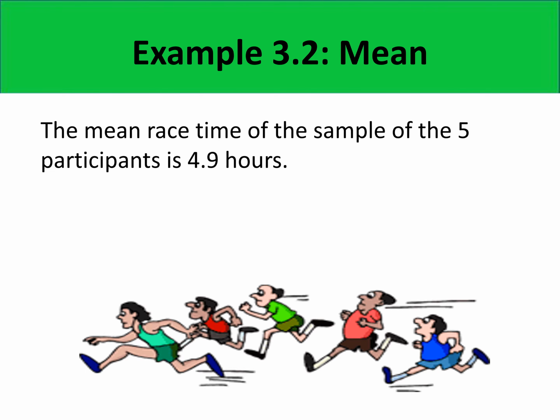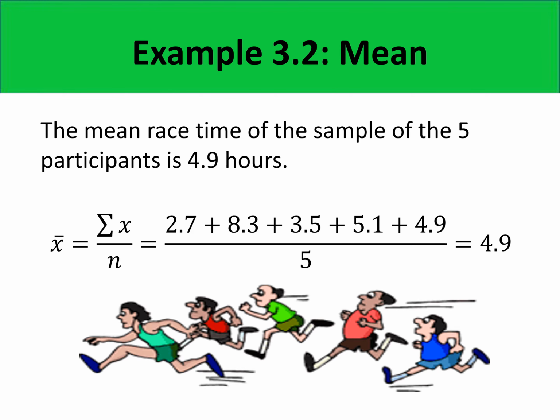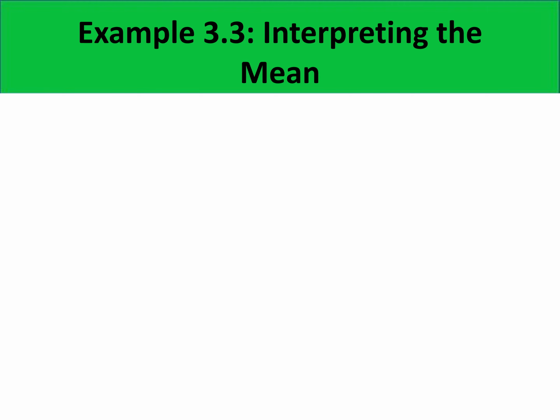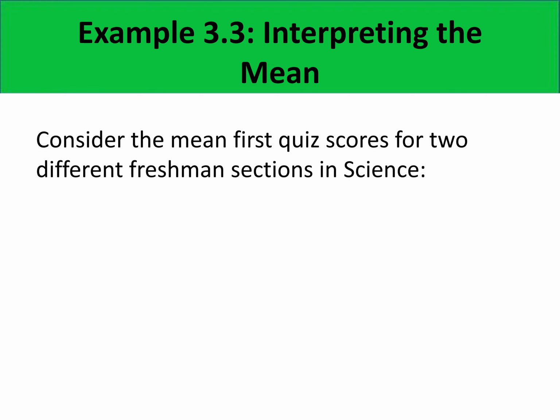Adding the race times of the sample of 5 participants and dividing by 5, we obtain 4.9 hours. The mean is a reliable way of comparing which has better values between two or more groups or sets of data. So let us have an illustration for this.